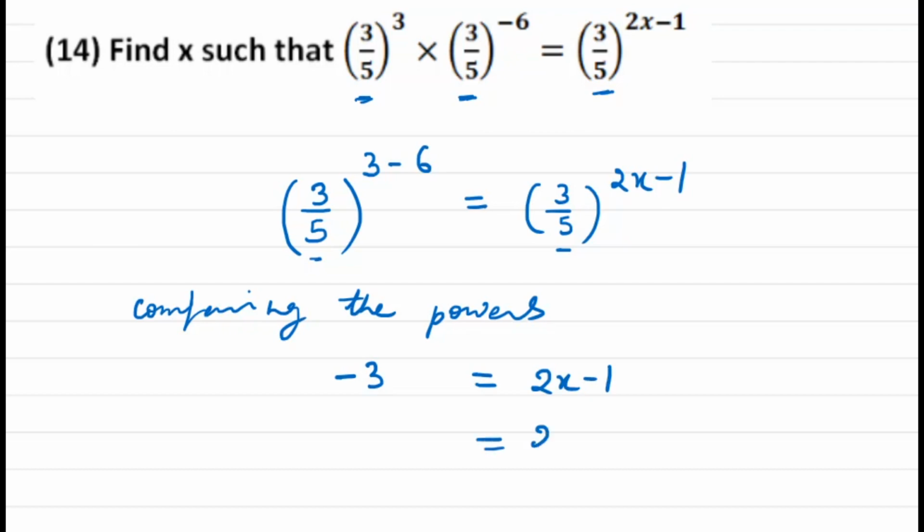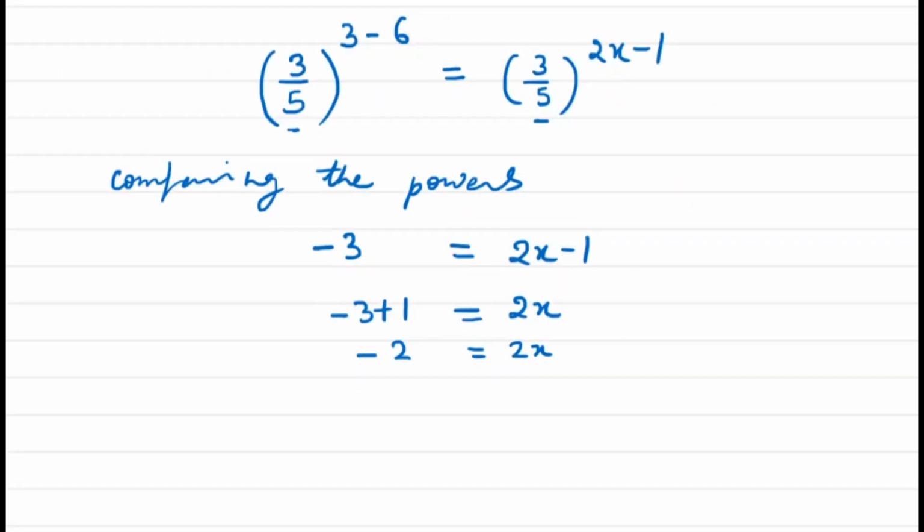Now let's simply solve this equation to get the value of x. So it will be minus 2 equals 2x. So from here you will get x equals minus 1. So you can solve this type of question in this way.